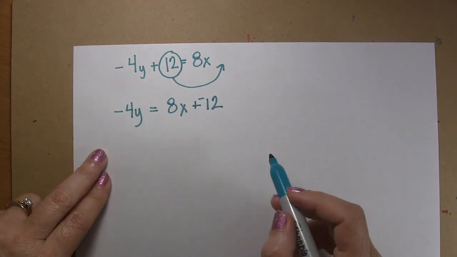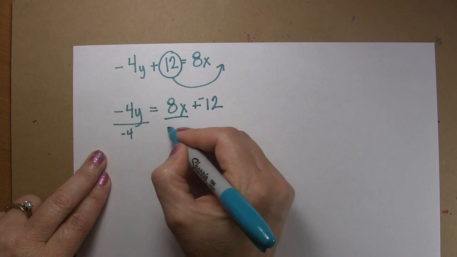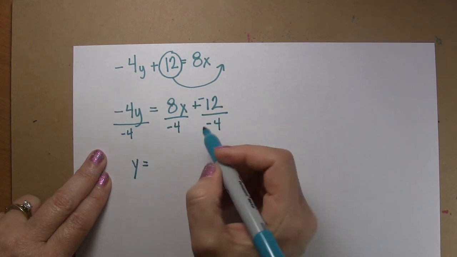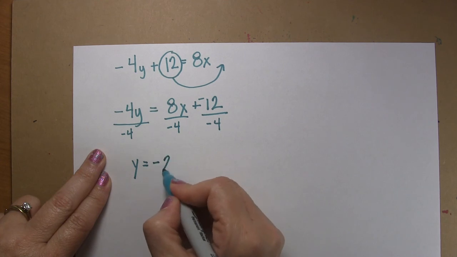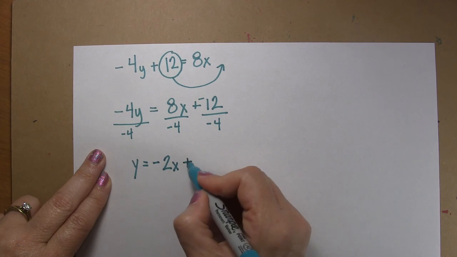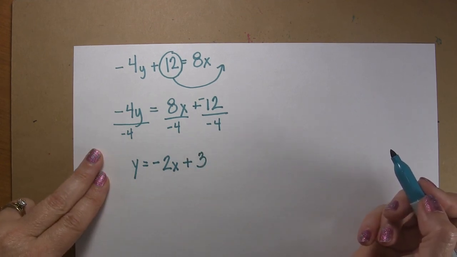Okay, then we have to get rid of this negative 4. And so we have to divide each term by negative 4. So we get y equals, this will be negative 2x. We have a negative divided by a negative, so we're going to get a positive answer, 3. Negative 2x plus 3.